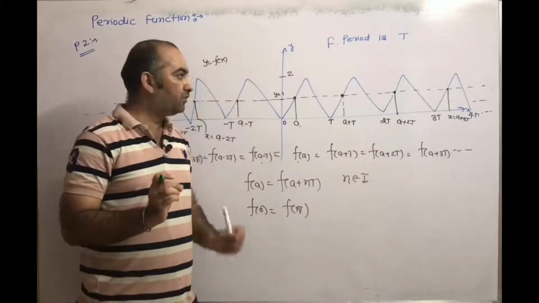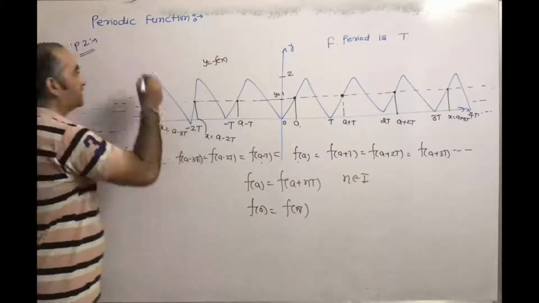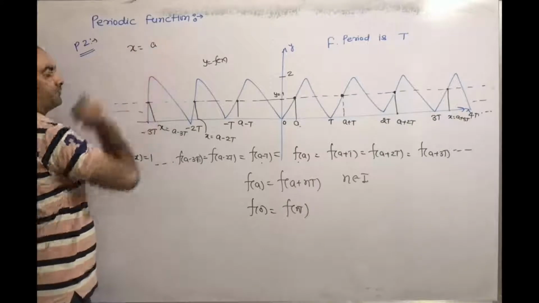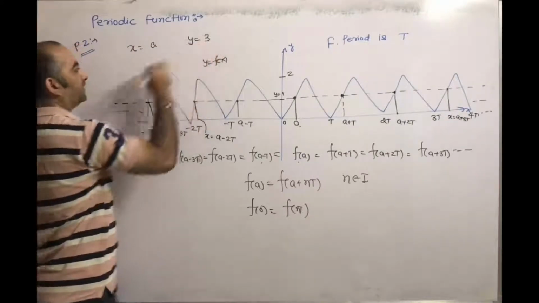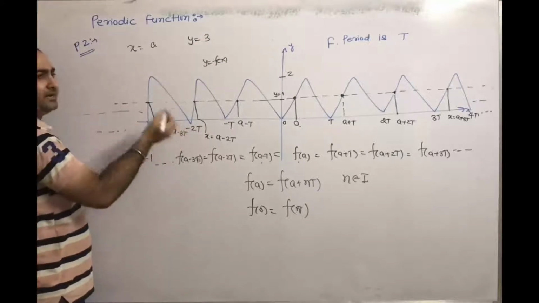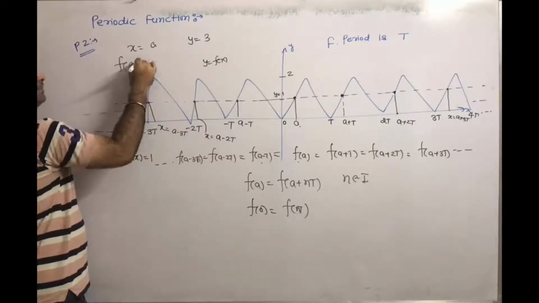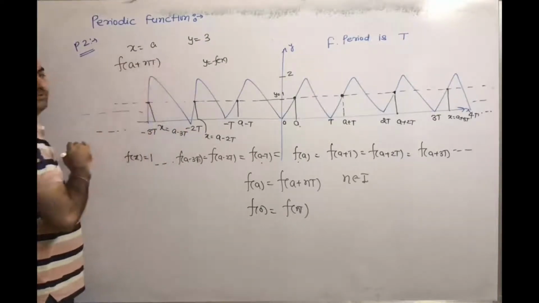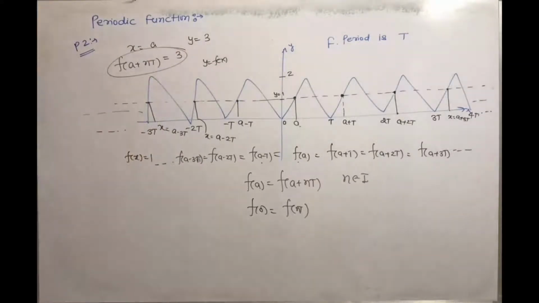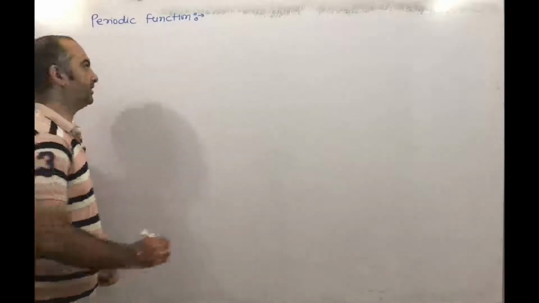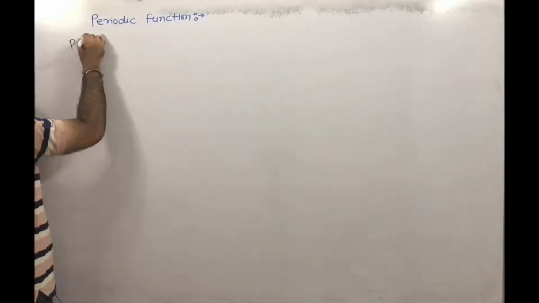So here, according to the periodic function, what we can say is, suppose at x equal to a we are getting some value y equal to, suppose, 3. Then after a certain interval, f of a plus n times t, we will get the same value 3. This is the periodic function, second property. Next we are discussing property number 3. What is property number 3?